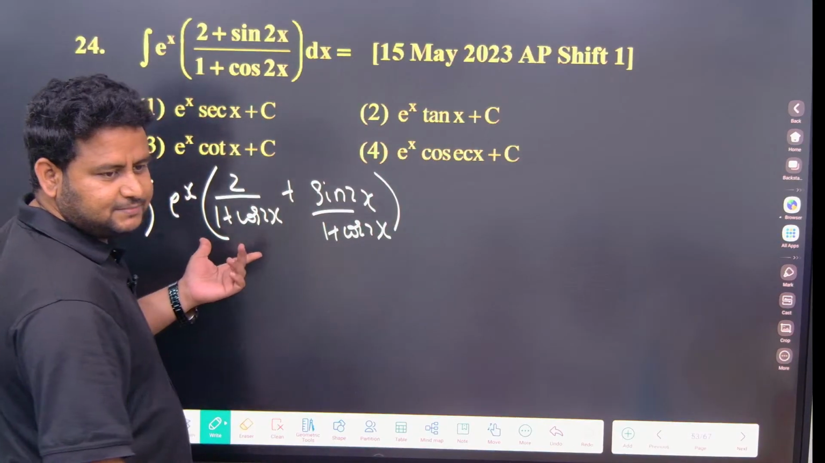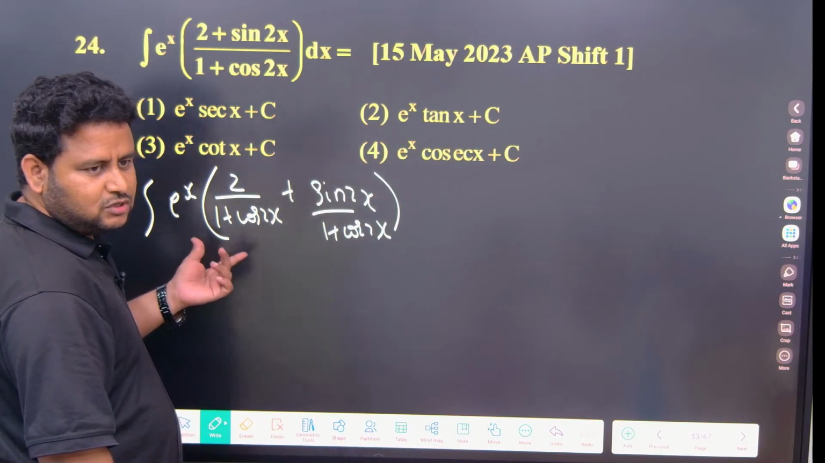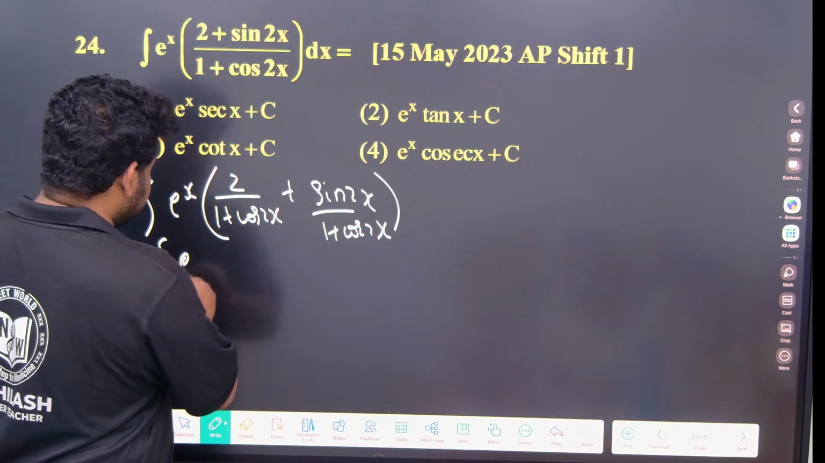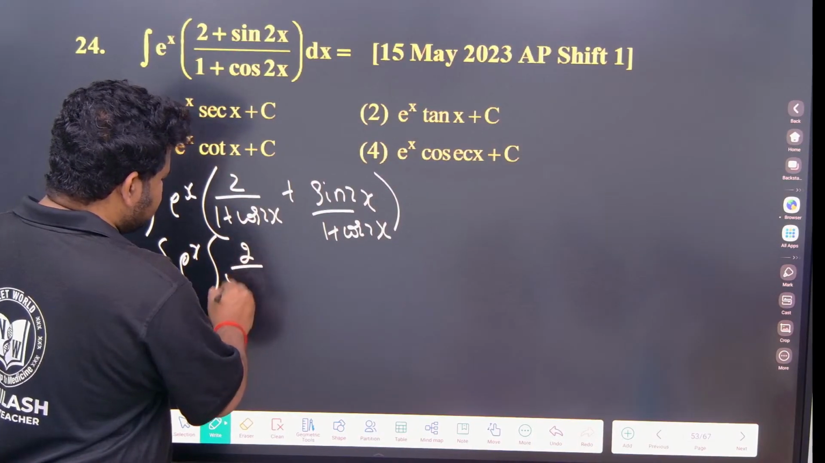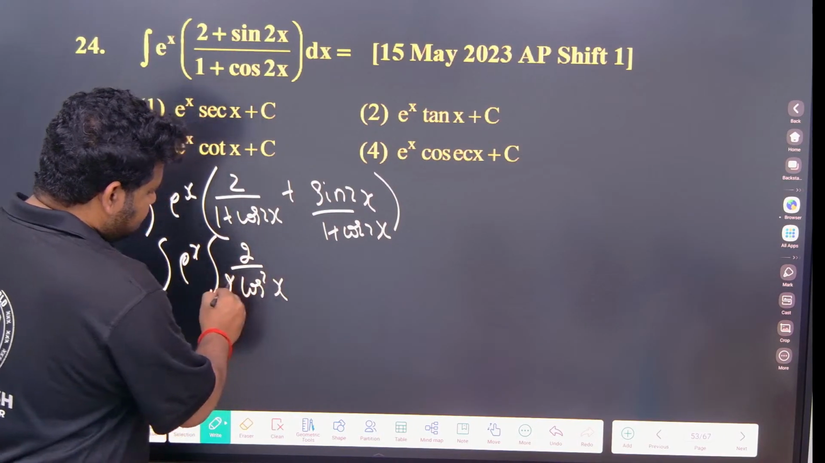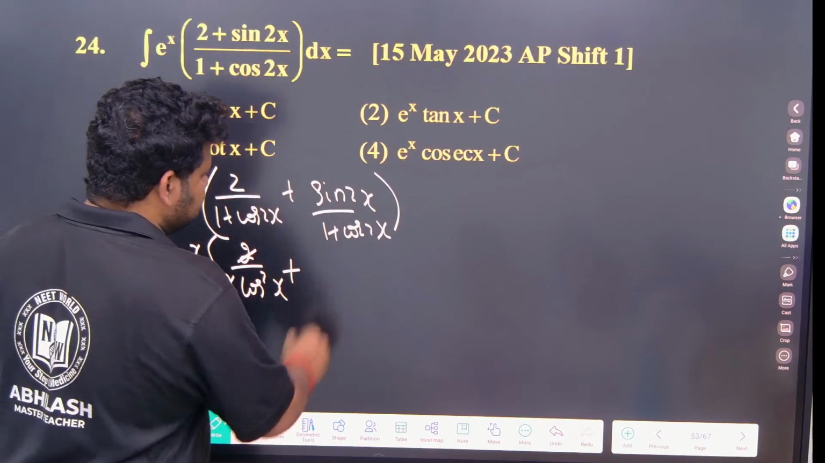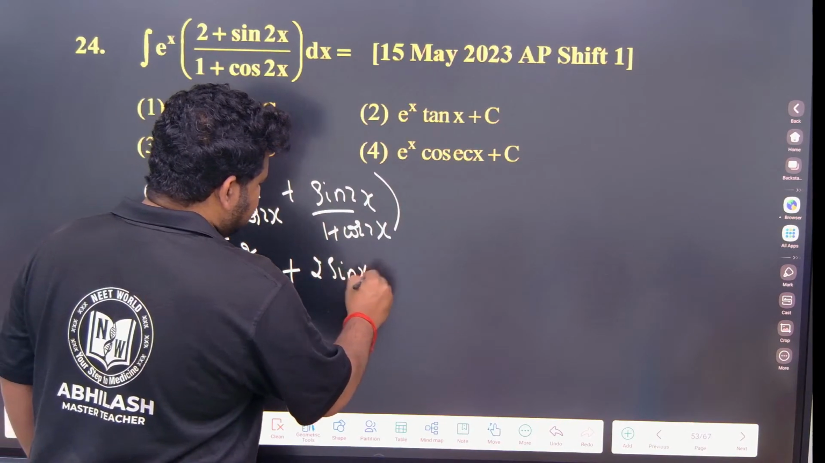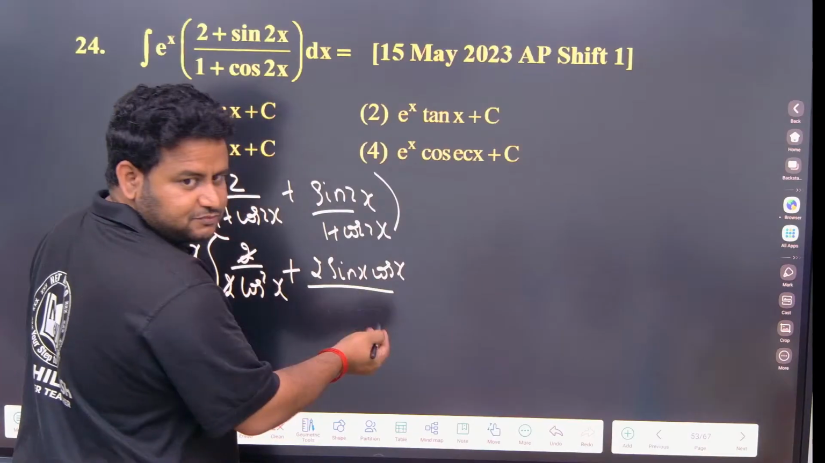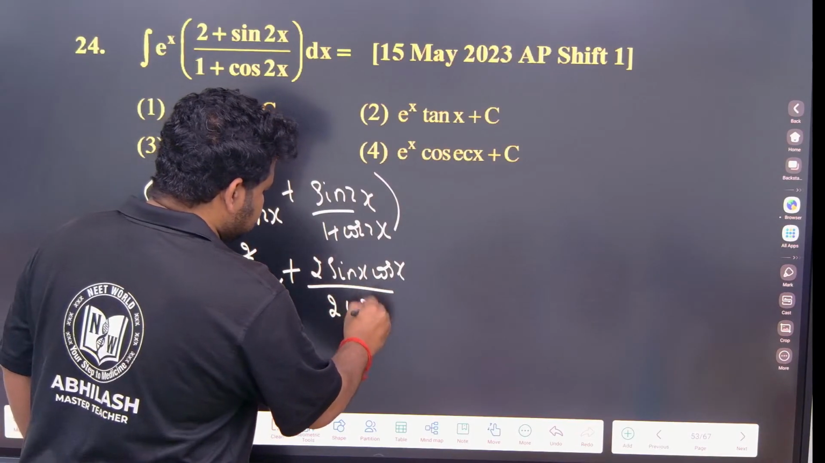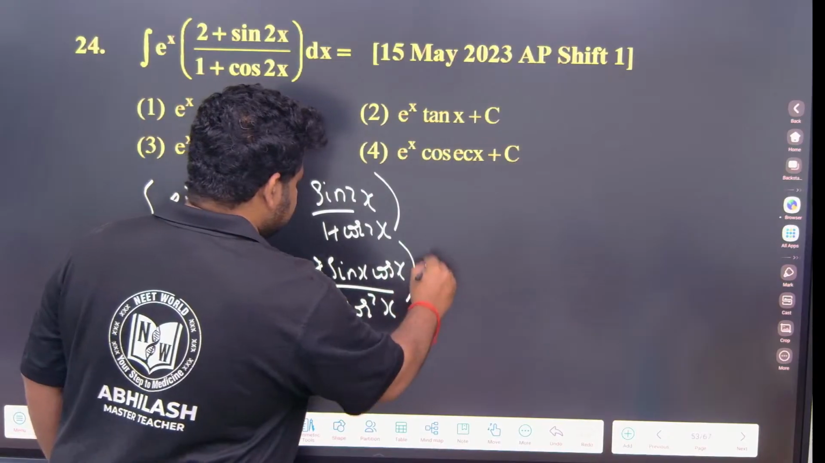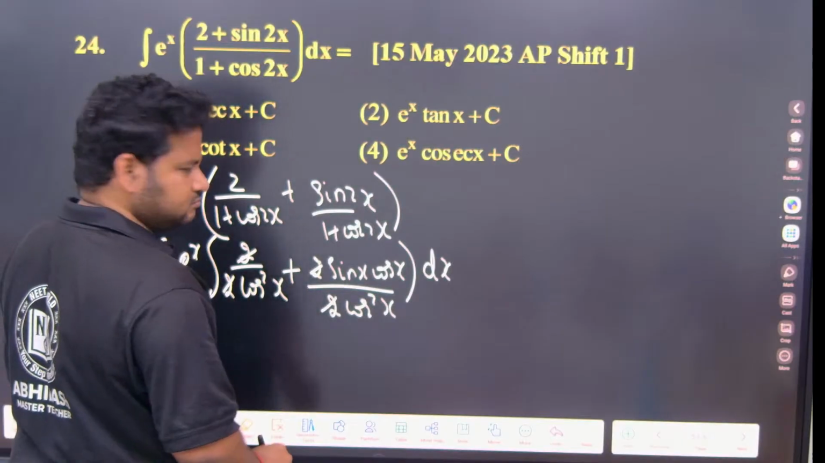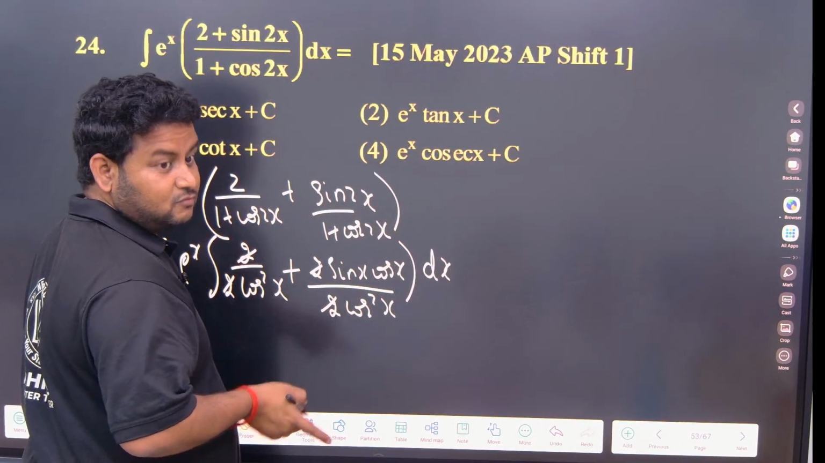So 1 plus cos 2x can be written as 2 cos square x. So e power x can be written as 2 by 2 cos square x, the 2 cancels, plus sin 2x by 1 plus cos 2x. Sin 2x can be written as 2 sin x cos x, divided by 1 plus cos 2x, which is 2 cos square x. The 2 cancels.